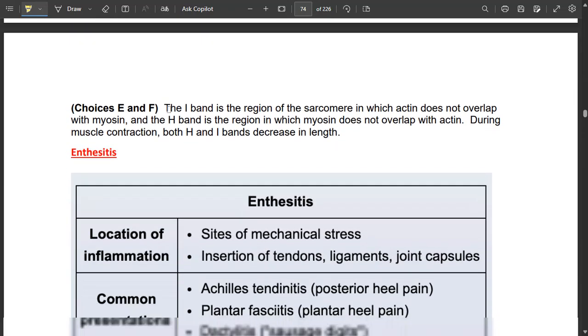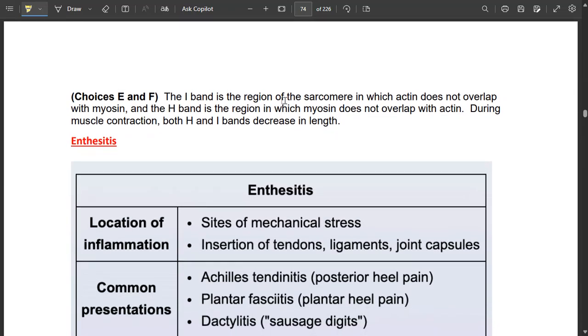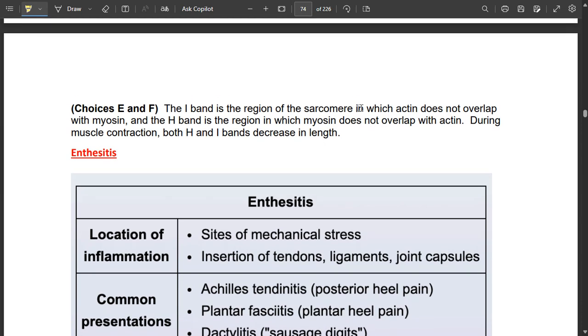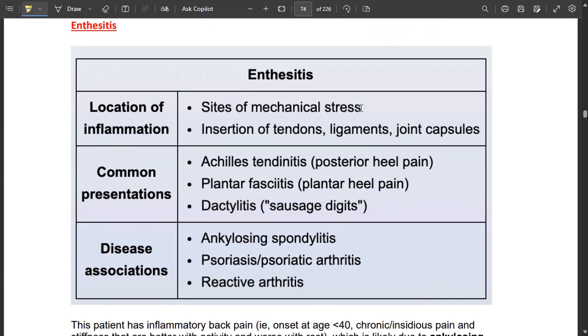Okay, then the I band is the region of the sarcomere where the actin does not overlap with the myosin, and the H band is the region where the myosin does not overlap with the actin. So the H band is the region where myosin doesn't overlap with the actin. During muscle contraction, both the H and I bands decrease in length.